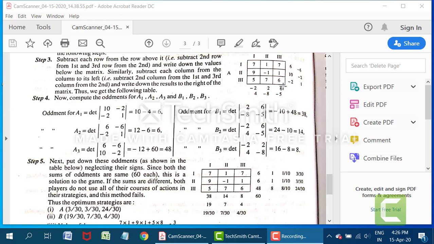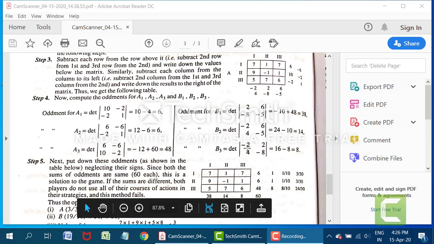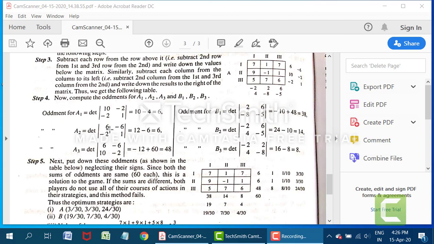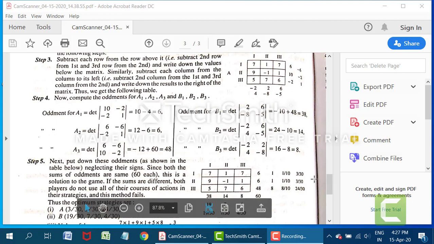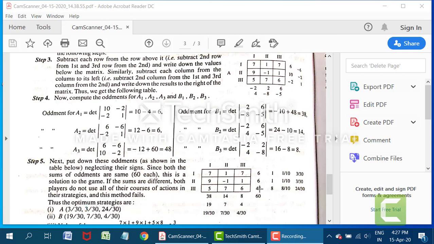Similarly, if you like to write the augment for this, you leave these elements, consider these columns only. -2 4 2 minus 8. So like that you will be treating the augments. Carefully observe how the 2 by 2 matrices are formed and determinants are found. You will be getting A1 A2 A3 to write here. These are the values, augments for A1 A2 A3.